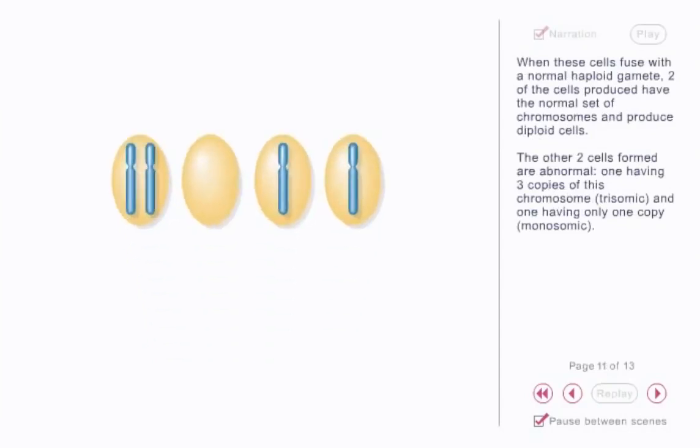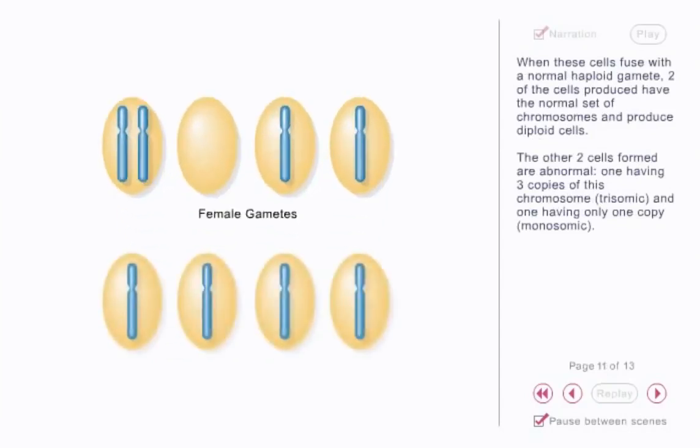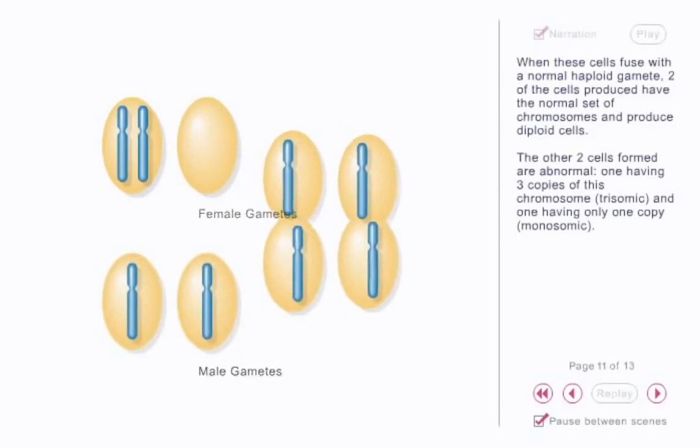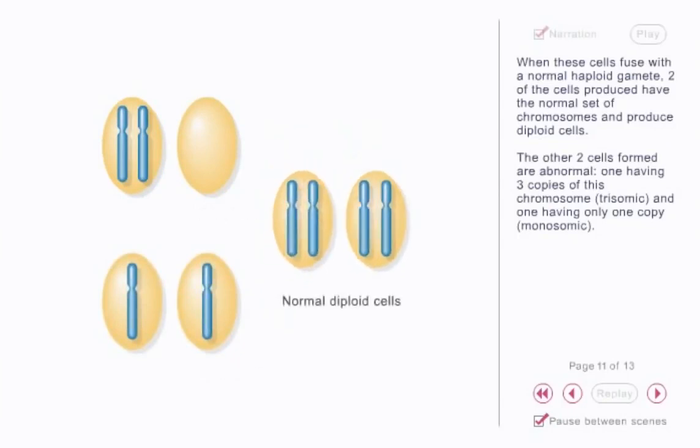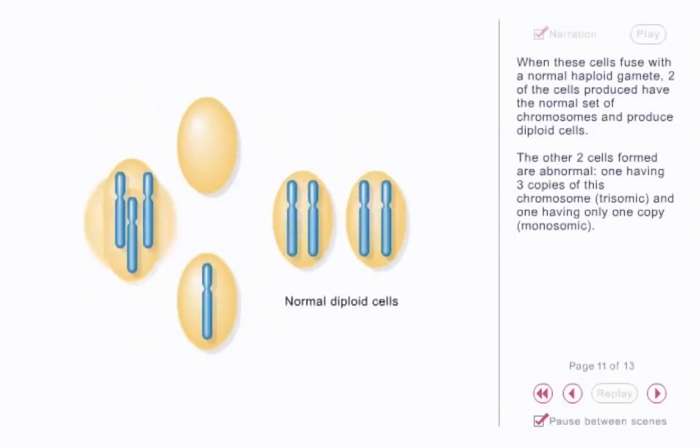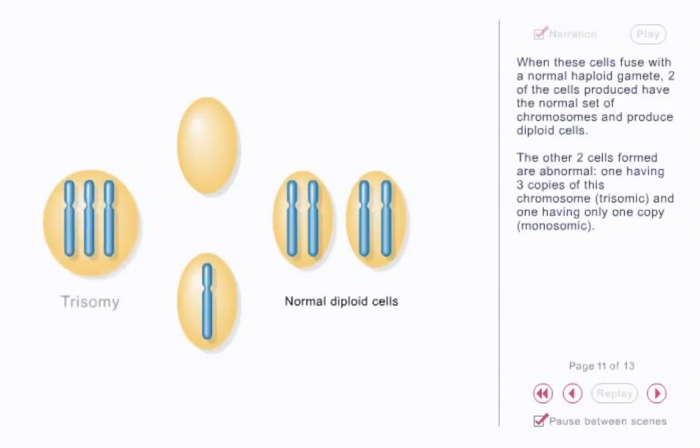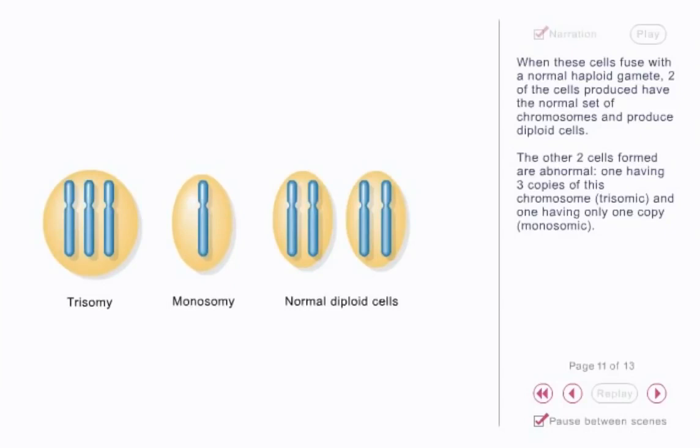When these cells fuse with a normal haploid gamete, 2 of the cells produced have the normal set of chromosomes and produce diploid cells. The other 2 cells formed are abnormal, one having 3 copies of this chromosome, trisomic, and one having only 1 copy, monosomic.